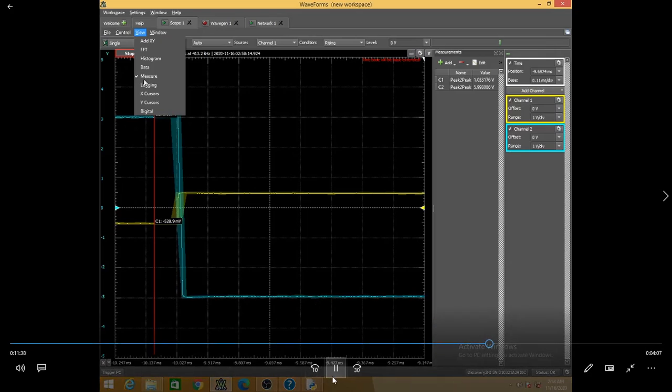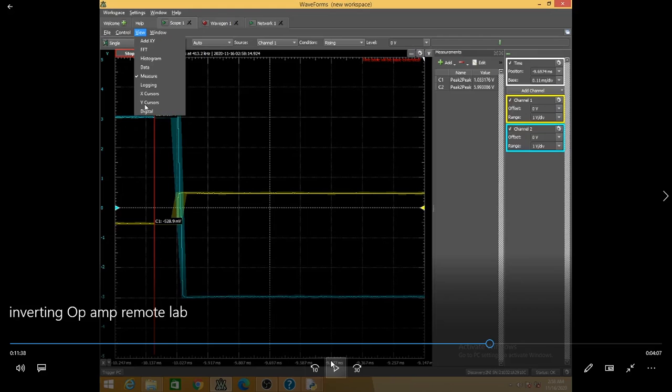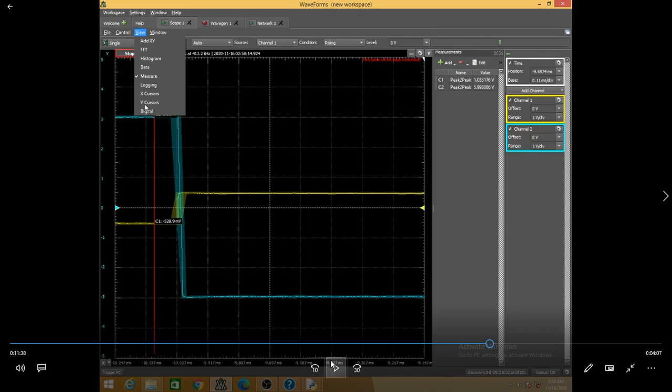Let me repeat. All of you can write. The unit of the slew rate is volt per microsecond. Volt per time. For the op amp that we are using in this remote lab, it is 0.5 volt per microsecond, or 500 millivolt per microsecond.